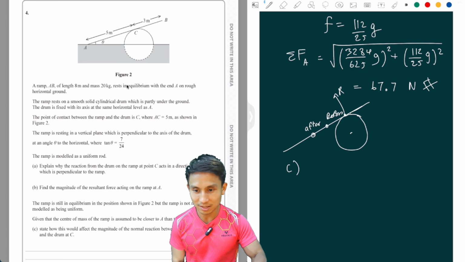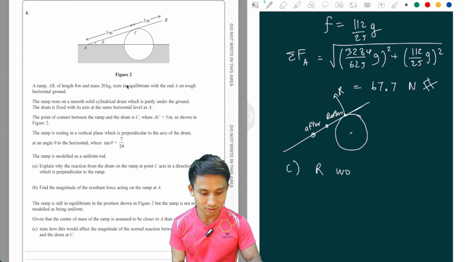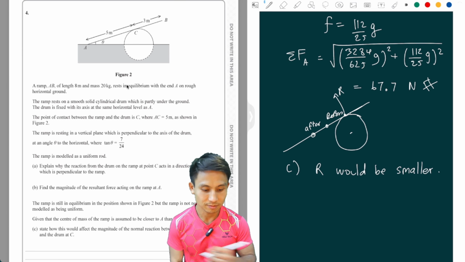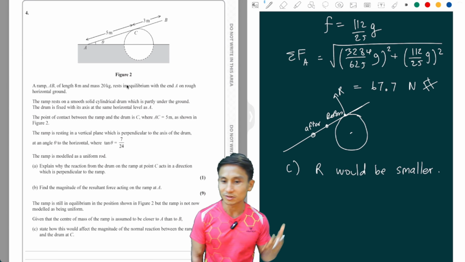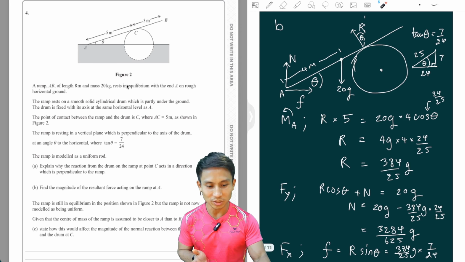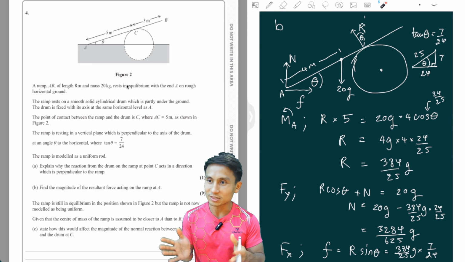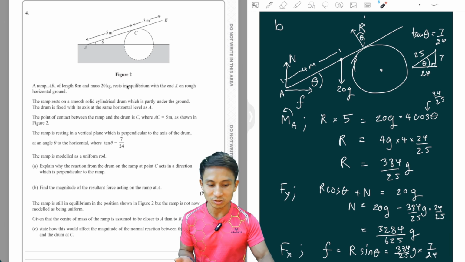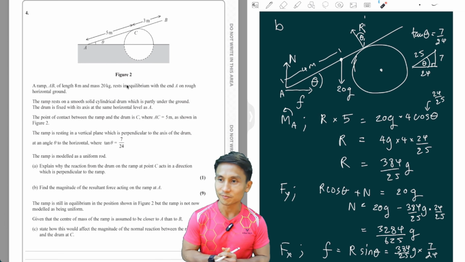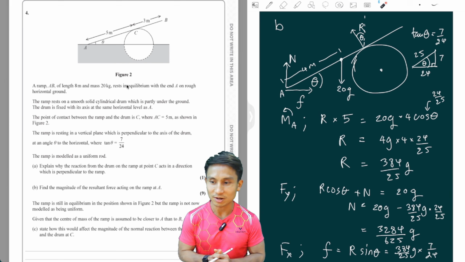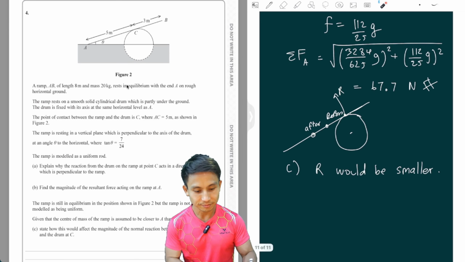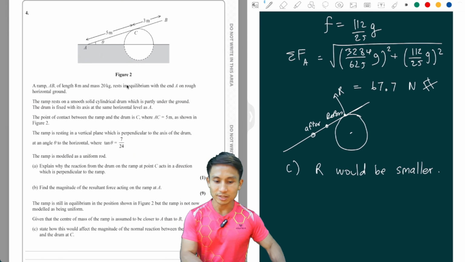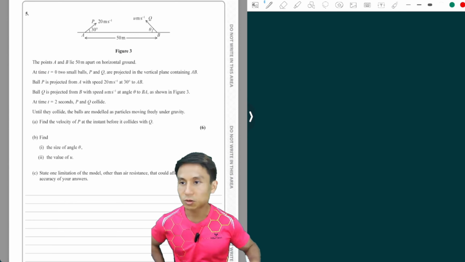So for part C, the R would be smaller. That's it, because it doesn't ask for the reason. We're just looking at how this would have changed the calculation. So it's just that one being smaller, so this one should be smaller as well, mathematically speaking. And that was it.